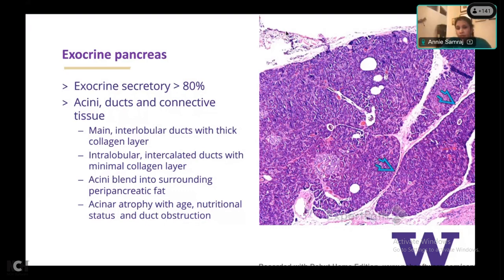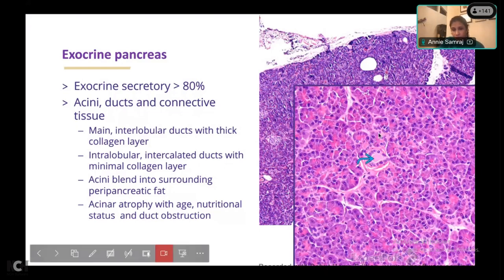Sometimes you might find these islands of pancreatic acini out in the fat, and that's all part of the normal histology. And there's acinar atrophy with age. There's more fat with increasing age and the nutritional status, and depending on a duct obstruction.